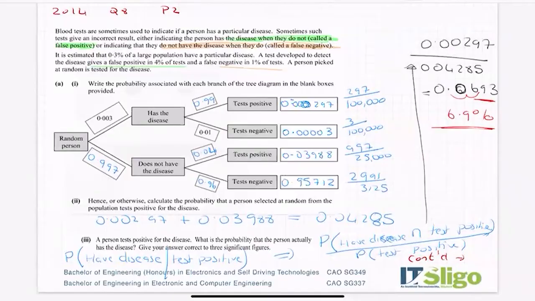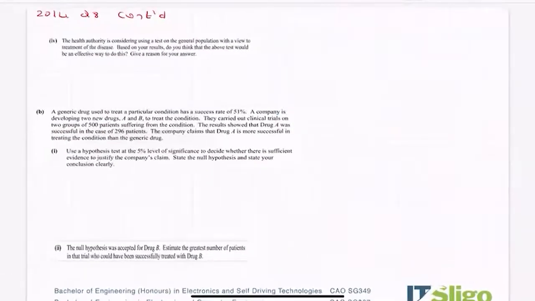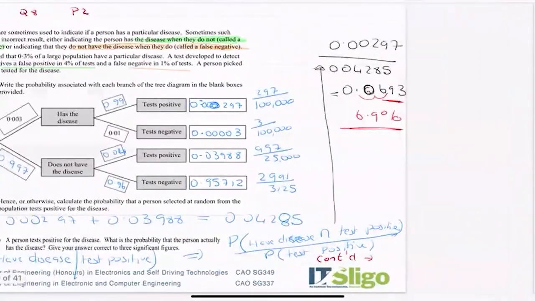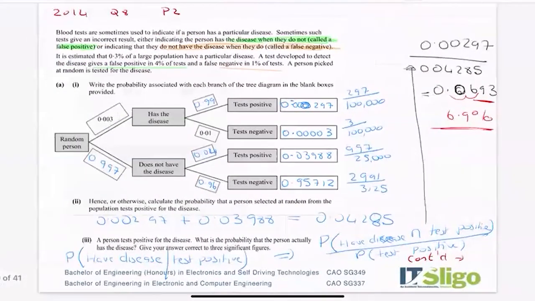So that's not a great test. Is that who doesn't have it? Yeah, that's why I was just checking. Did they ask you, do they want you to interpret that result afterwards? So what does that mean? That means of all the people who test positive, how many of them actually have the disease?